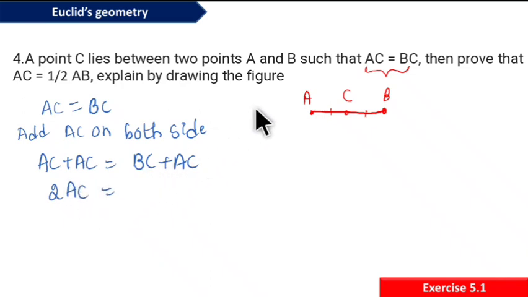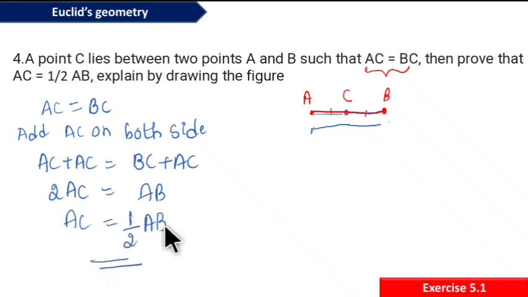What is BC plus AC? This is BC and this is AC. When we join BC plus AC, what are we getting? We are getting A and B, right? BC plus AC is AB. When we join this BC with this AC, we get the full line segment, that is AB. Now we need AC on the left side, so this 2 we have to take to the right side. When we take 2 to the right side, that will become 1 divided by 2 of AB. So this is the answer of this question.